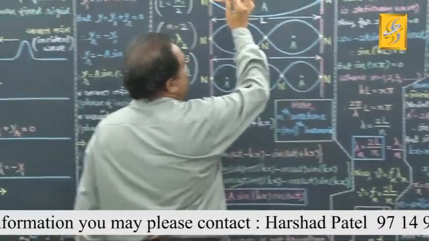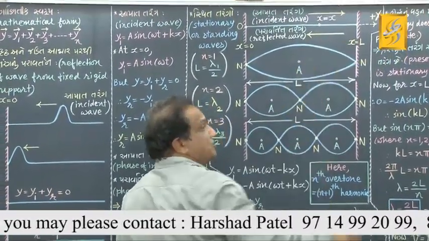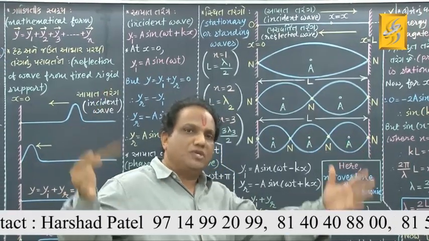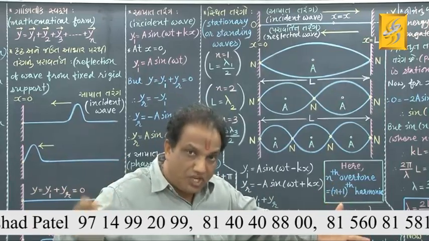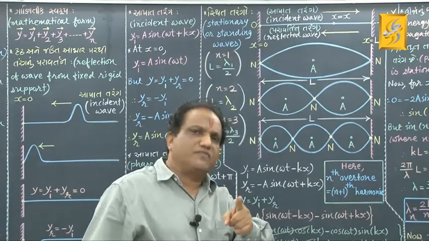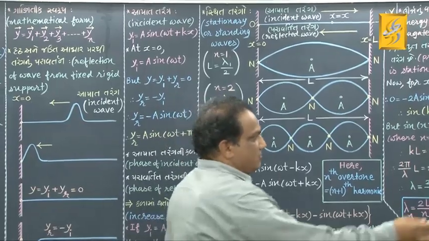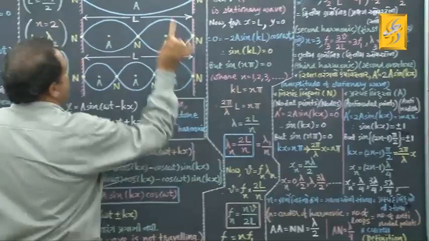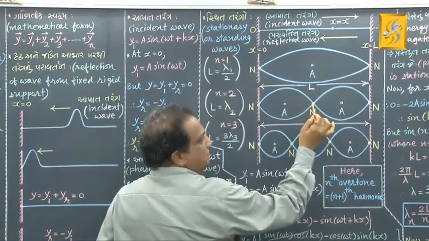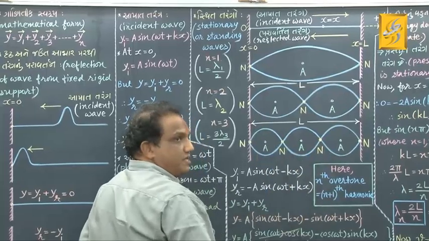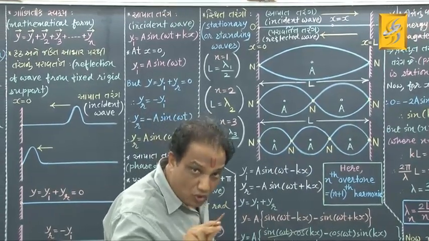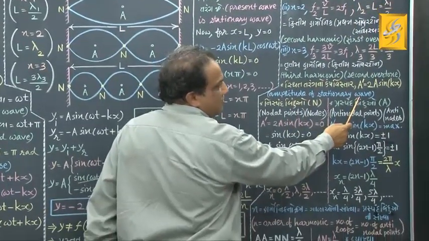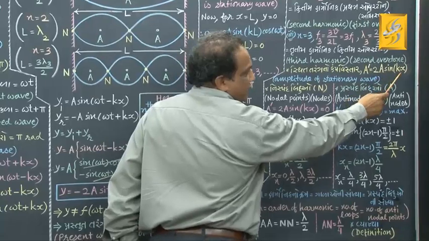Now along the length of the string, at which definite positions will we get nodes? At which definite positions will we get antinodes? In short, we would like to determine the positions of nodes and antinodes. Let us find out those positions one by one. First of all, we talk about nodal points, that is nodes shown by symbol N. Nodes are those positions at which the amplitude of oscillation is 0. Amplitude of the stationary wave, just now we have seen, is A' = 2A sin(kx).